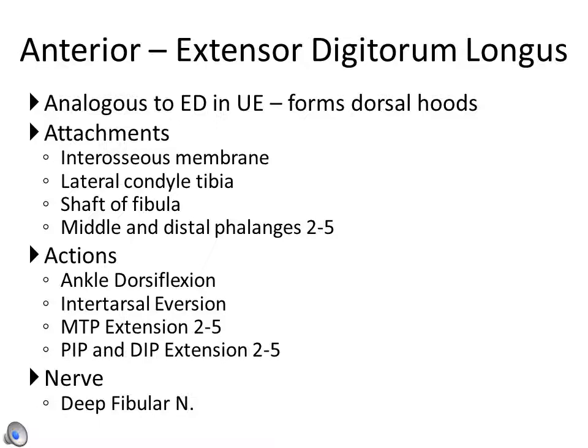The proximal attachment of extensor digitorum longus is the interosseous membrane, the lateral condyle of the tibia, and the shaft of the fibula. Its distal attachment is the middle and distal phalanges of digits 2 through 5. Extensor digitorum longus performs ankle dorsiflexion, intertarsal eversion, metatarsal phalangeal joint extension of digits 2 through 5, and extension of the proximal interphalangeal joints and distal interphalangeal joints of digits 2 through 5. Extensor digitorum longus is innervated by the deep fibular nerve.